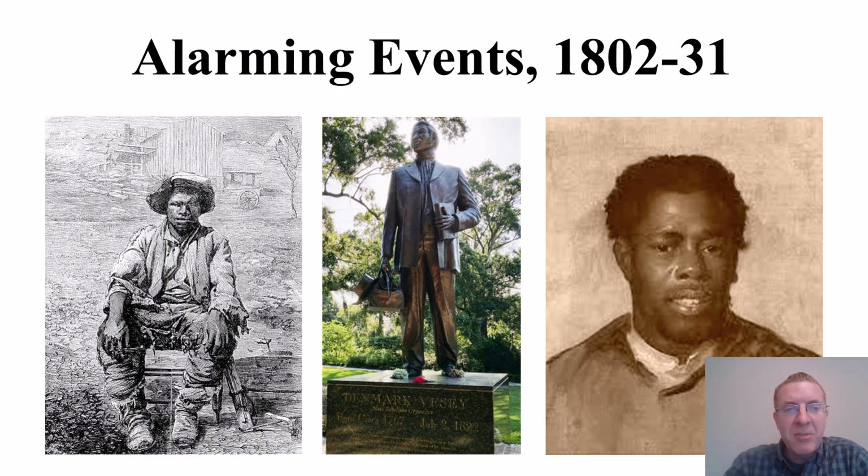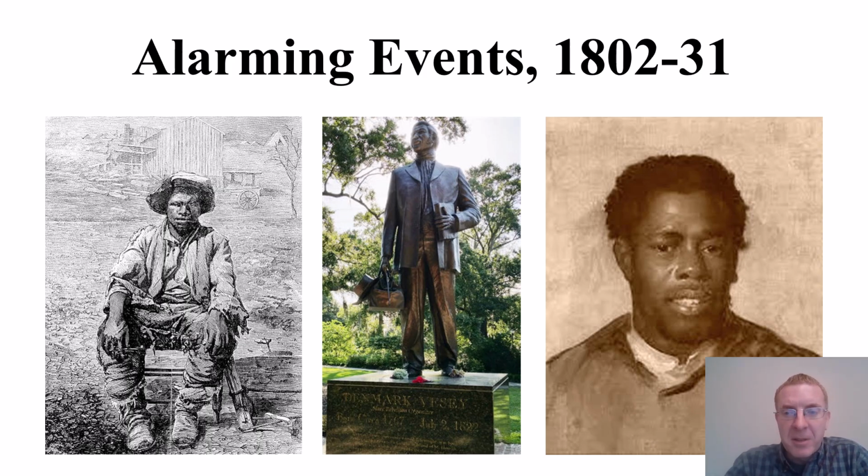Now let's look at the sketch on the far left. That is Gabriel Prosser of Henrico County, Virginia. Henrico County is just north of Richmond, and Henrico is a tobacco county. Gabriel Prosser was a slave, and he attempted to lead a slave rebellion.